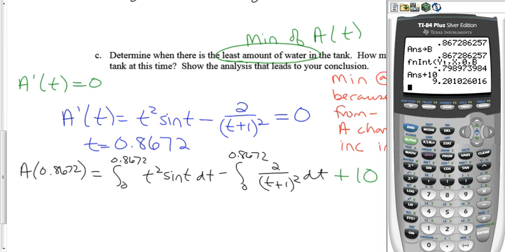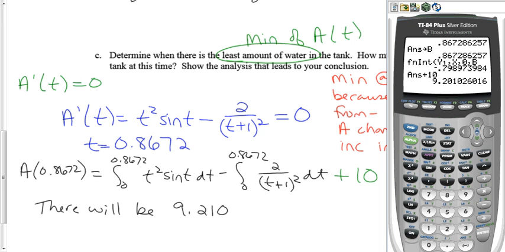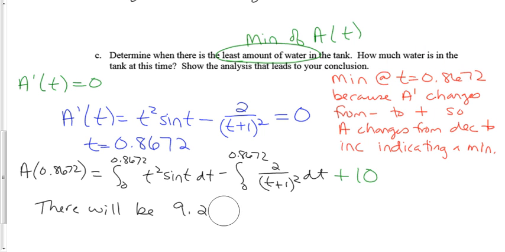So apologize for that. So now I need to write that down. So there will be 9.210. I don't remember if that's right. Hold on. 9.201 gallons. Okay, so there we go. We have our analysis in there.